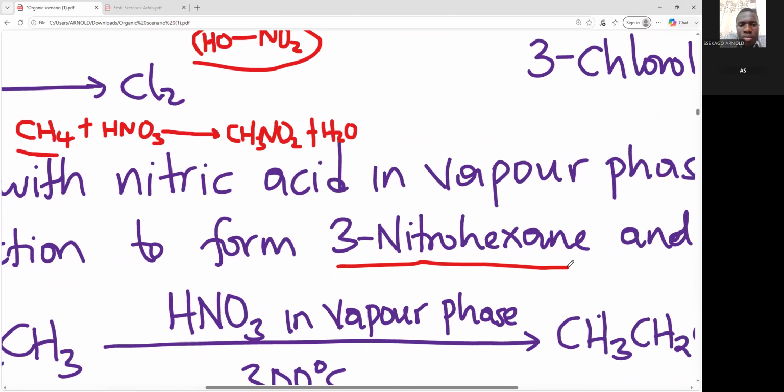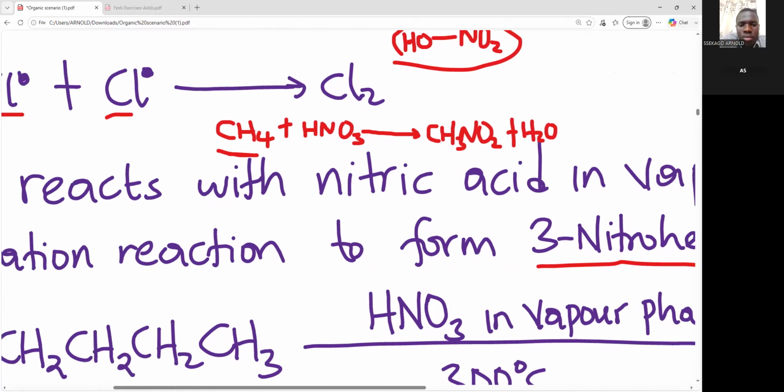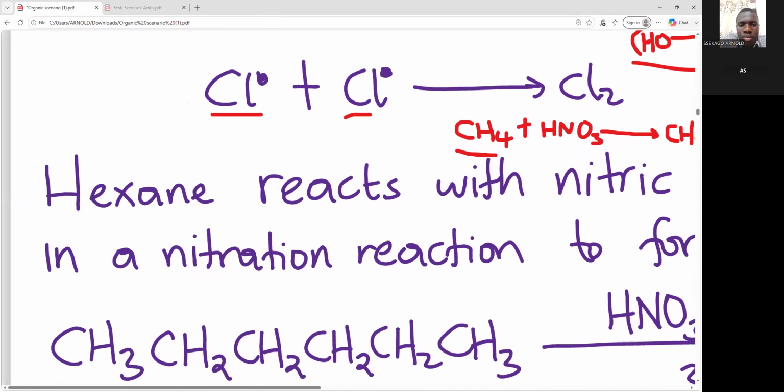I am explaining that position 3, I am creating a clear distinction between the kinds of hydrogens that are within hexane. Hexane has primary and secondary hydrogens, and the secondary ones are more reactive. So in this case, this is what I have. Then I outline the mechanism for this reaction.